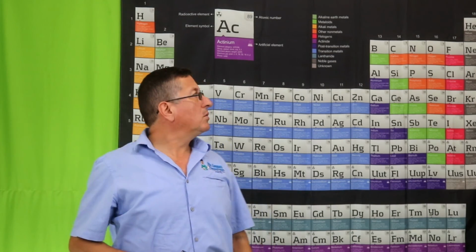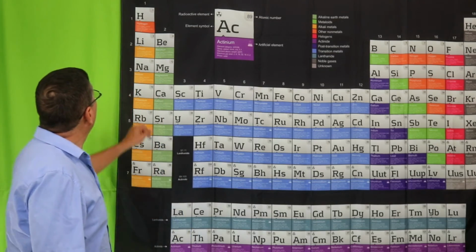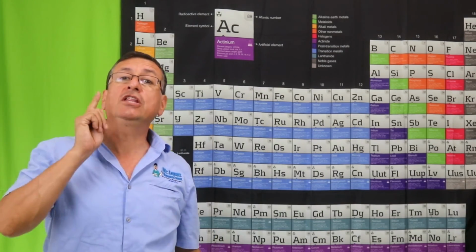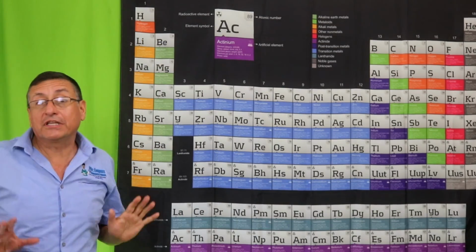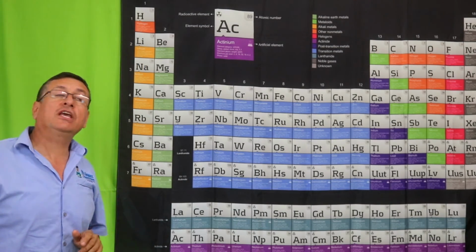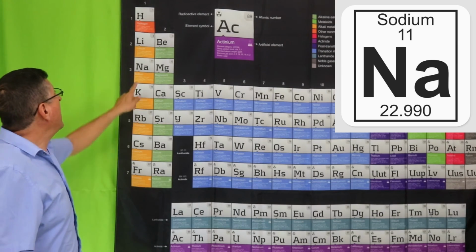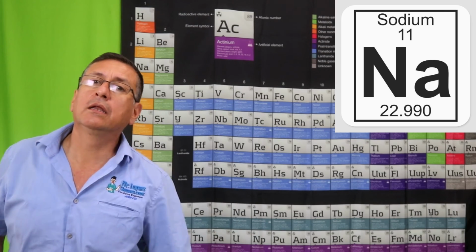Let me analyze this situation. In group number 1, hydrogen is element number 1. How many electrons in total does hydrogen have? 1. For that reason it is located in group number 1. How many electrons in total does sodium have? In total, 11. But in the last orbit, only 1.